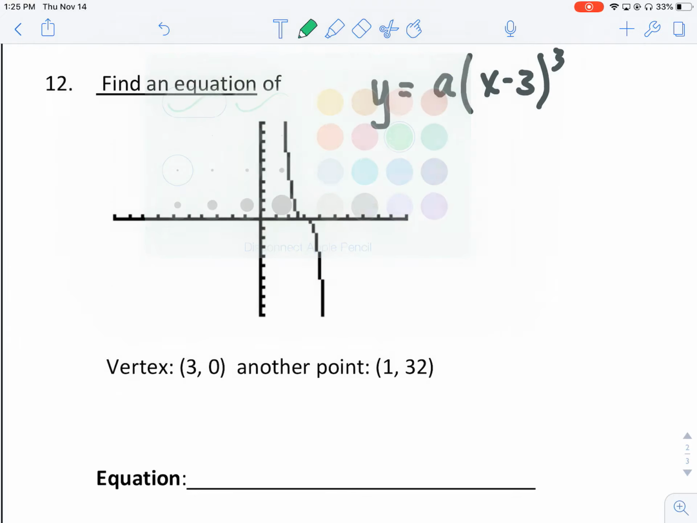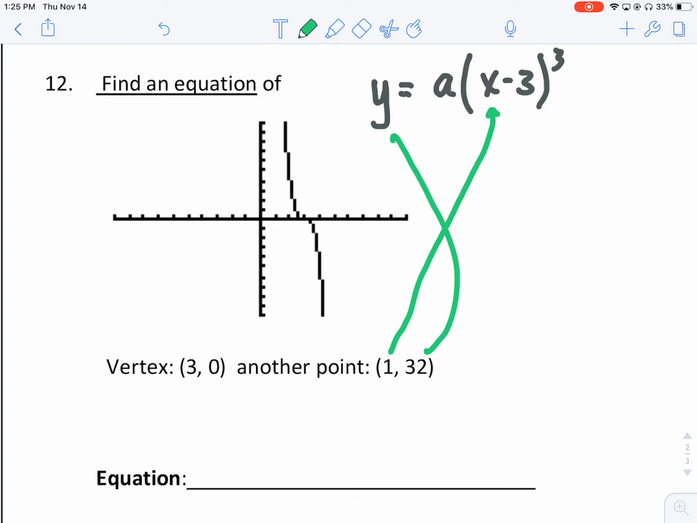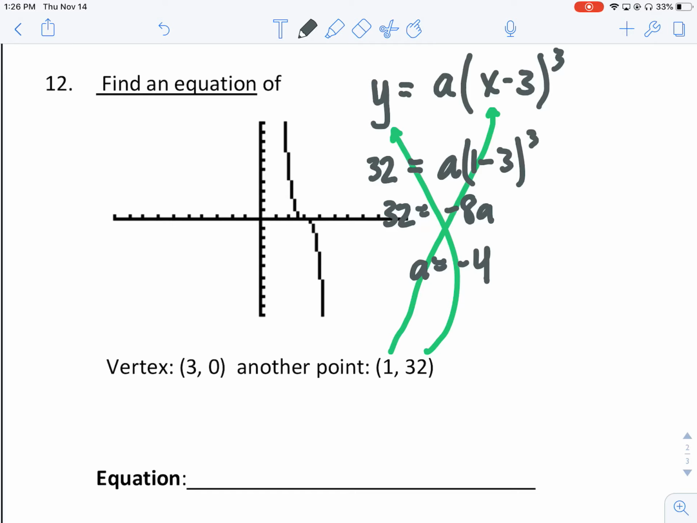Make my substitutions now. So I'm going to put 1 in for x, 32 in for y. So I have 32 equals a times 1, 1 minus 3 cubed. 1 minus 3 is -2, -2 cubed is -8, so I have 32 is equal to -8a. So a is -4. So I was right. Haha. Of course I was right. I'm always right. Just kidding. So now we have y equals -4.